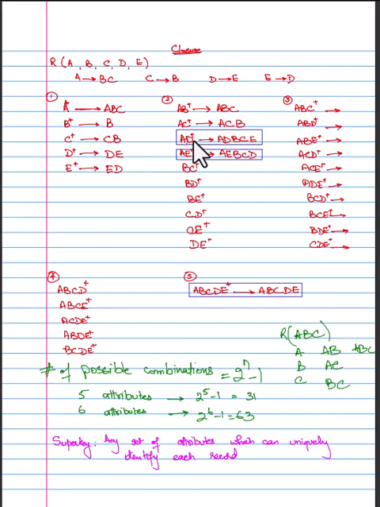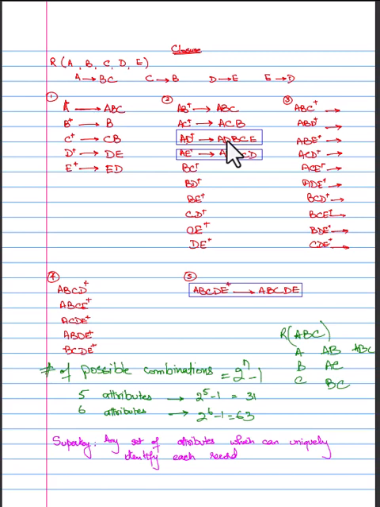AD identifies AD, and then D identifies E, and E identifies D. So AD will identify AD, and A also identifies BC from the given scenario.